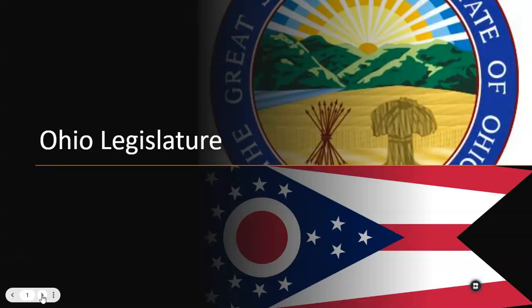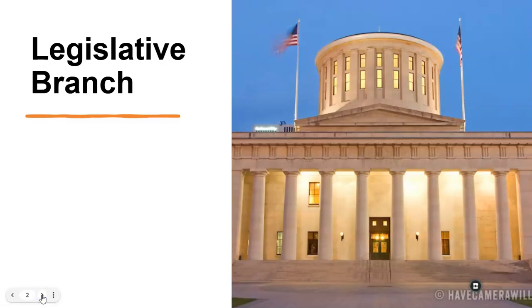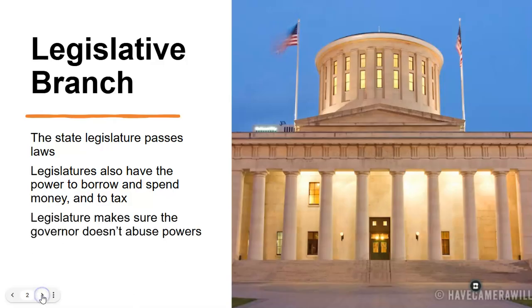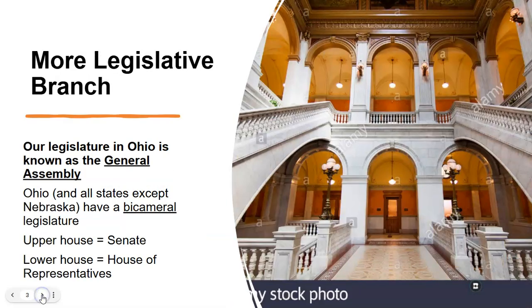This video is about the Ohio legislative branch. The legislative branch in Ohio, just like all other states in the country, has the power to pass laws, and that is their main job. The legislatures also have the power to borrow money, spend that money, and to tax the citizens living there. The legislature also makes sure that the governor and the executive branch don't abuse their powers. Remember, that ties in with checks and balances.